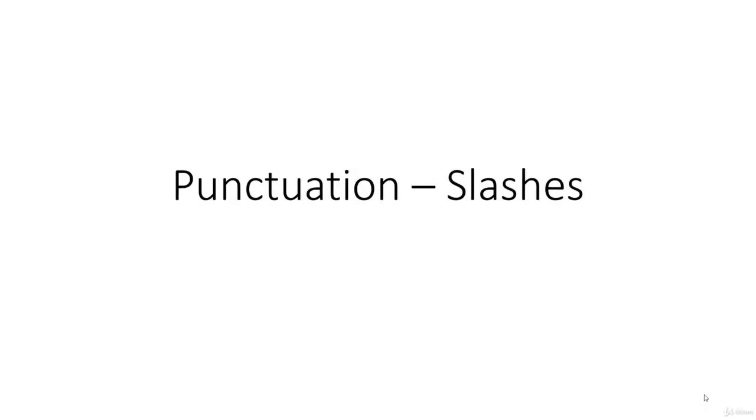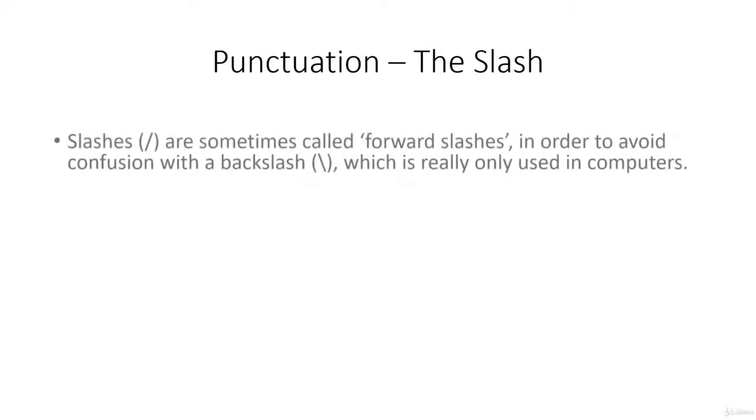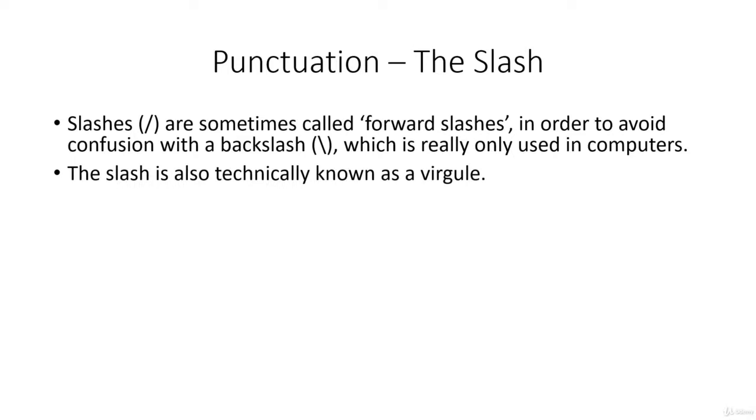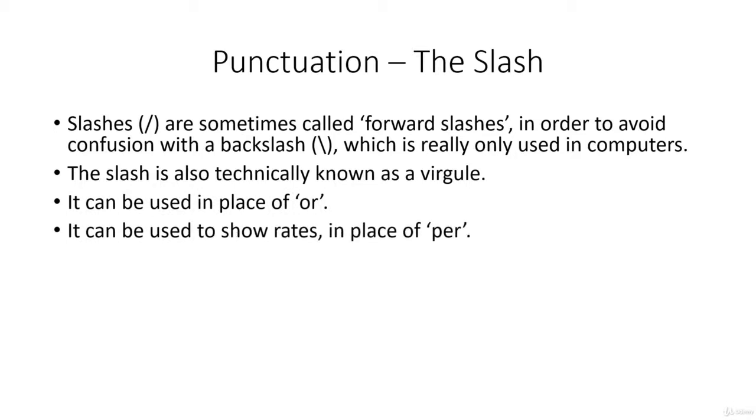This punctuation lesson is all about the slash. Slashes, shown here in brackets, are sometimes called forward slashes, in order to avoid confusion with the backslash, again shown in brackets, which is really only used in computers. A slash is also technically known as a virgule, and it can be used in place of "or" or be used in place of "per" when showing rates.